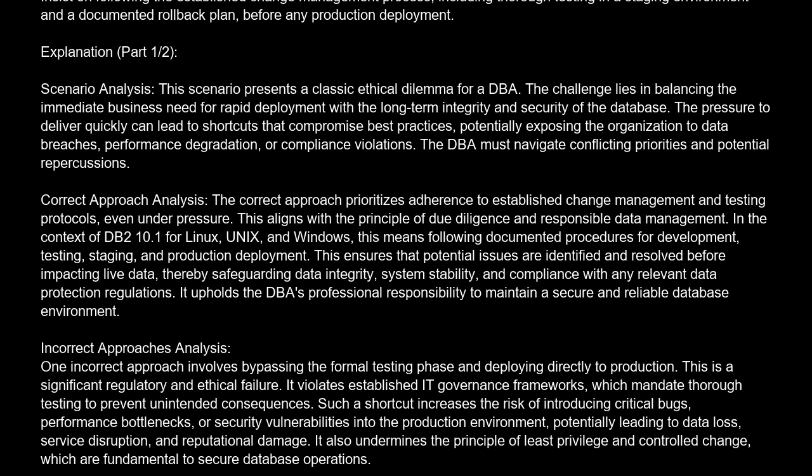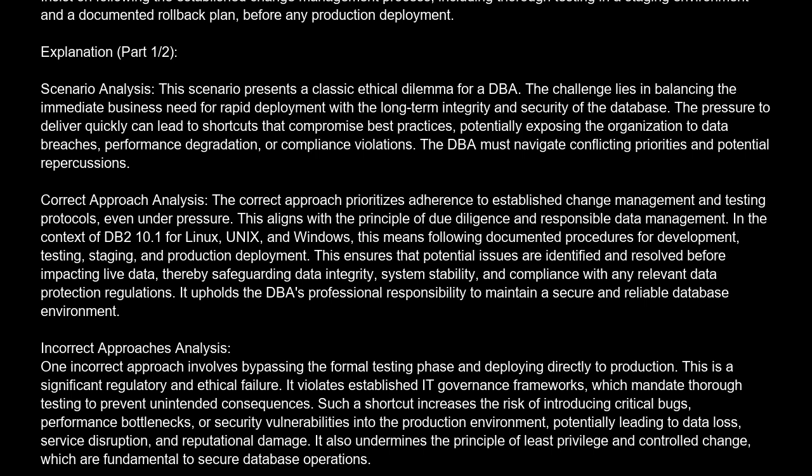The challenge lies in balancing the immediate business need for rapid deployment with the long-term integrity and security of the database. The pressure to deliver quickly can lead to shortcuts that compromise best practices, potentially exposing the organization to data breaches, performance degradation, or compliance violations. The DBA must navigate conflicting priorities and potential repercussions.